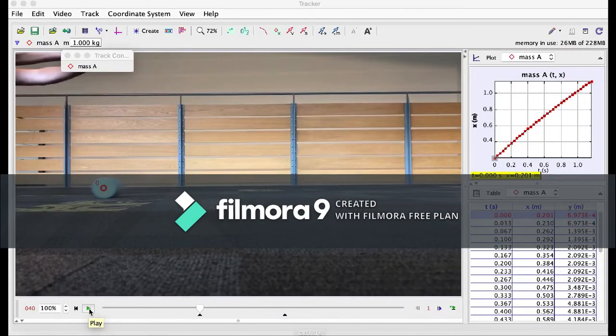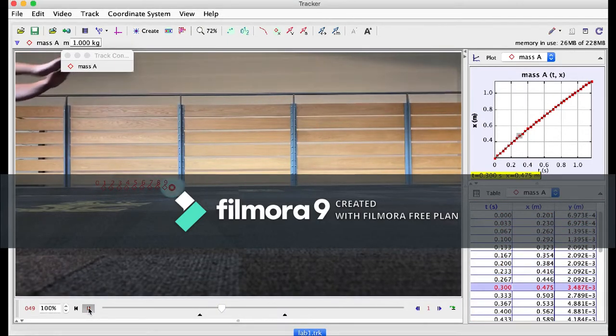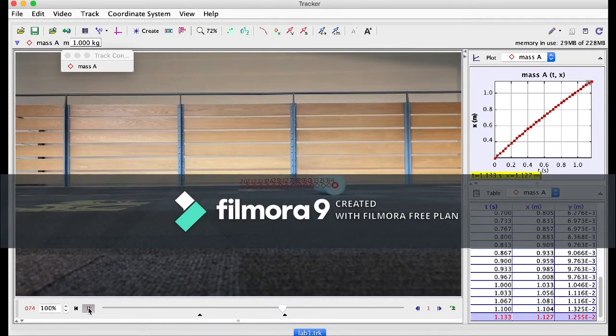By using Tracker, I was able to capture the water bottle's X position over a time period of about 1.167 seconds. Tracker allowed me to extract a position versus time graph, as well as a table of data that will be used for later comparison. As you can see by the graph, the water bottle is moving at a fairly constant rate, which we know because the slope of the graph, or its velocity, hardly changes throughout.